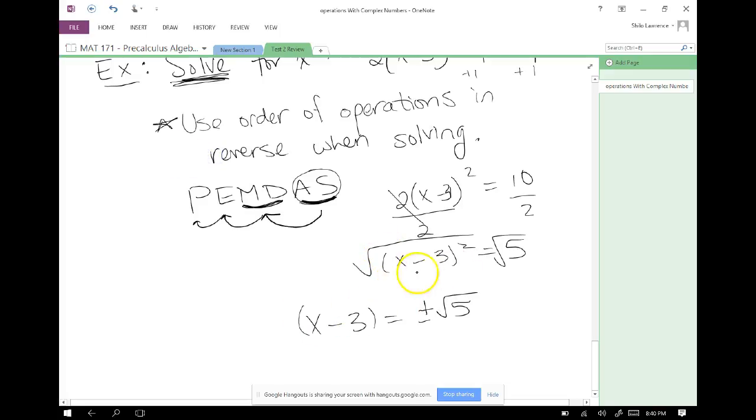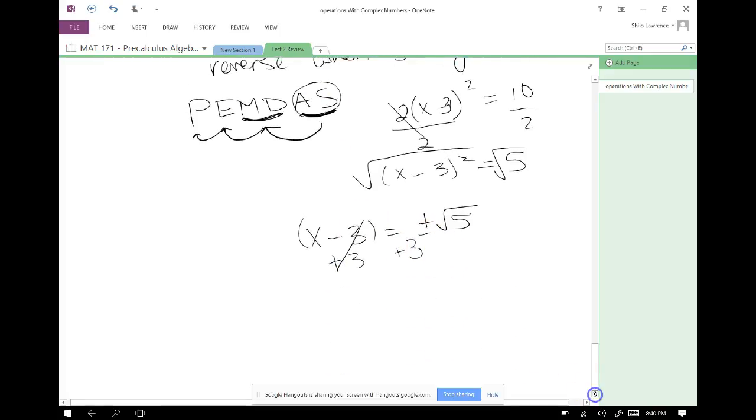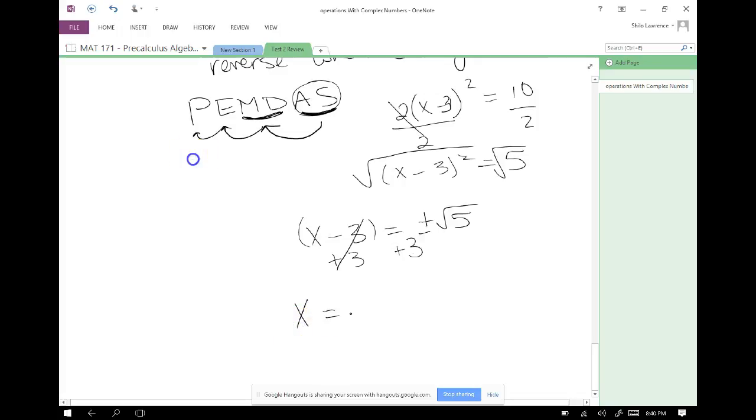Technically, there were still parentheses there, but since that's the only operation left, we can deal with what's in the parentheses. We've got to add the 3 over. Now, those can't combine because one number is inside the square root and one number is outside the square root. So we just write them next to each other. We say x is 3 plus or minus square root 5.